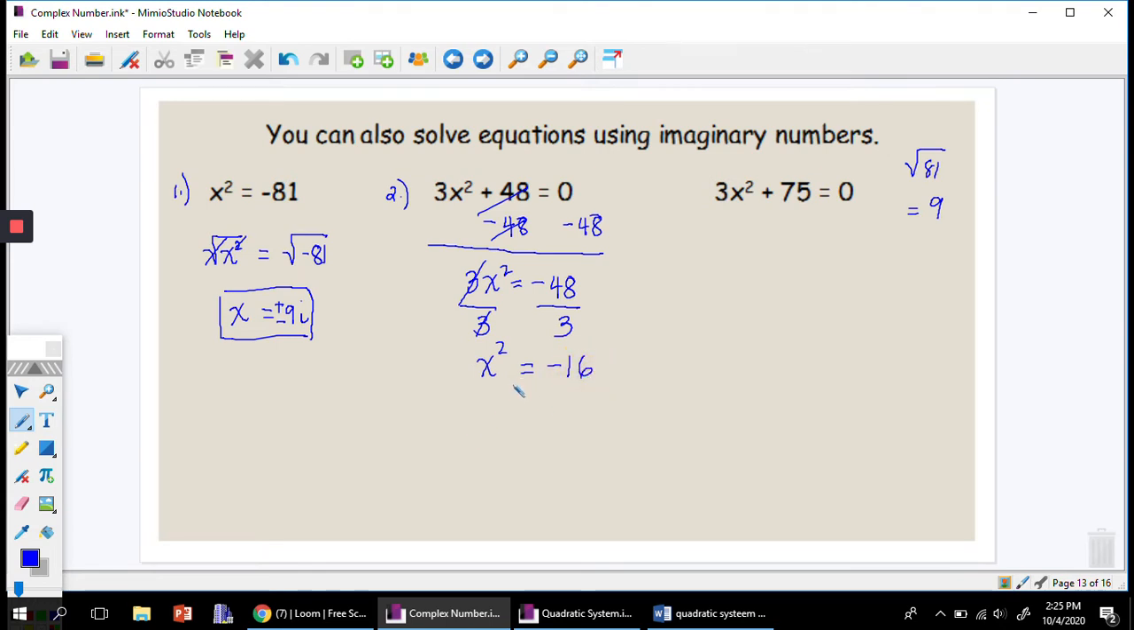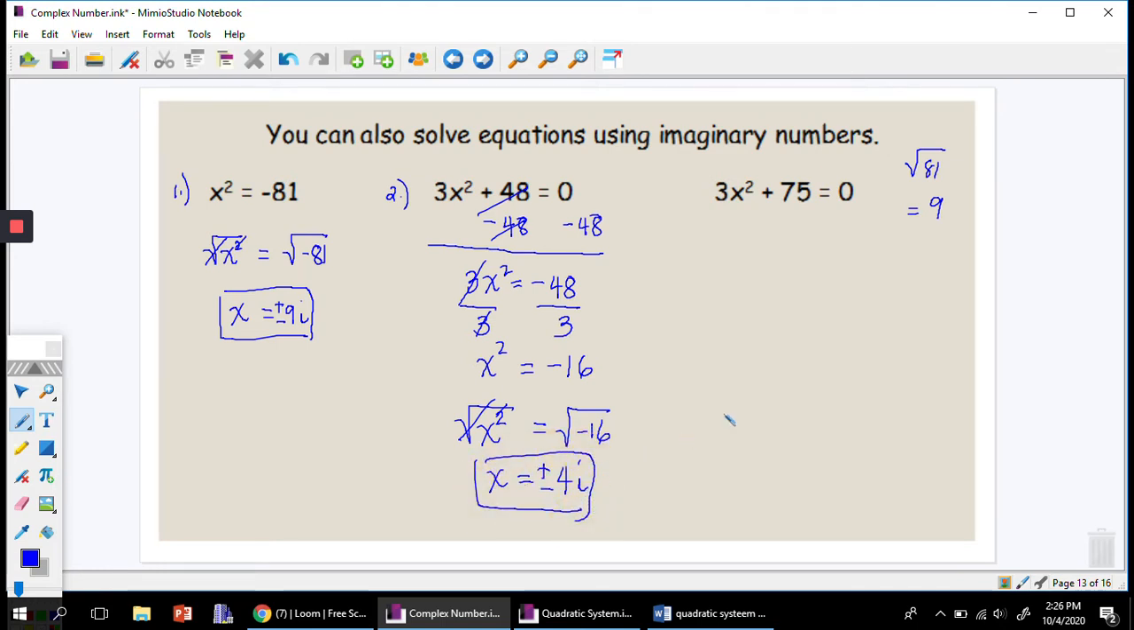Right? Now the next thing that we have to eliminate is the exponent 2. To do that, we have to get the square root of x squared and also get the square root of negative 16. Right? So x is equal to, the square root of negative 16 is 4i. Okay, positive and negative 4i.